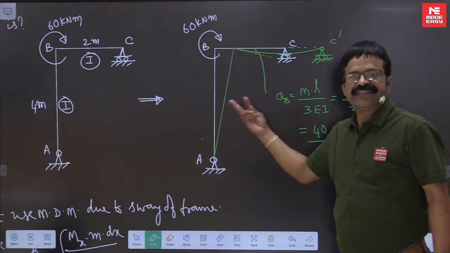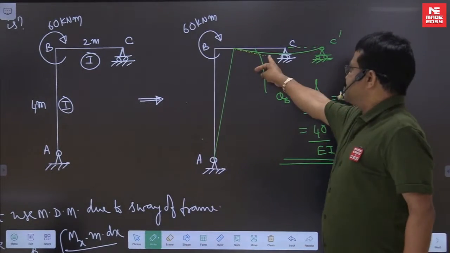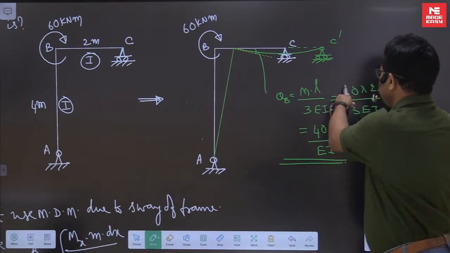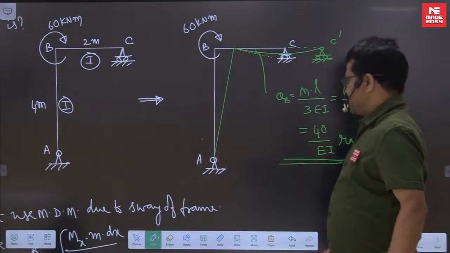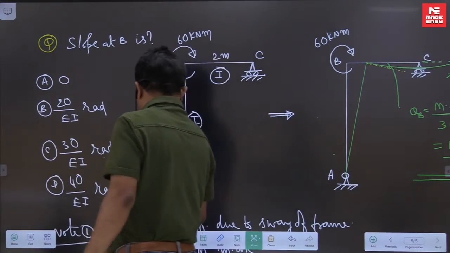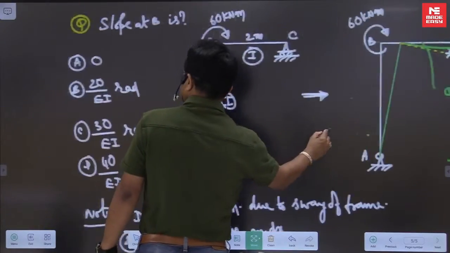This formula, strength of materials, I think you might have already studied. This slope is ML by 3EI, far end is ML by 6EI. So 40 by EI, you check that one of the answers will match with that. 40 by EI.